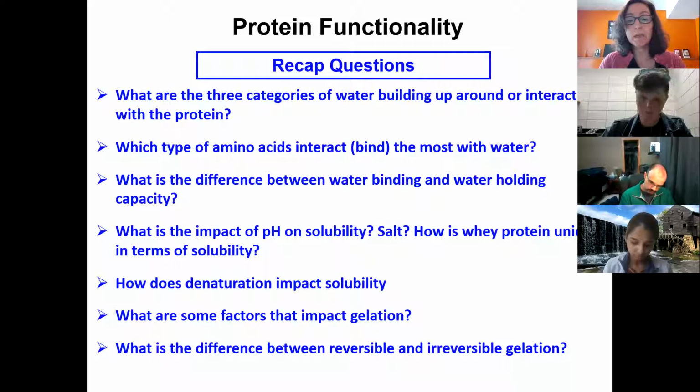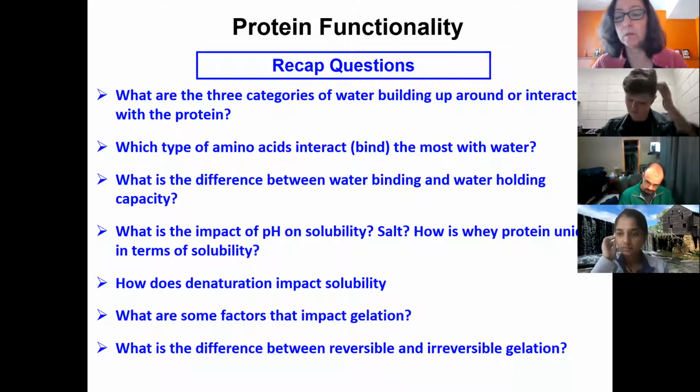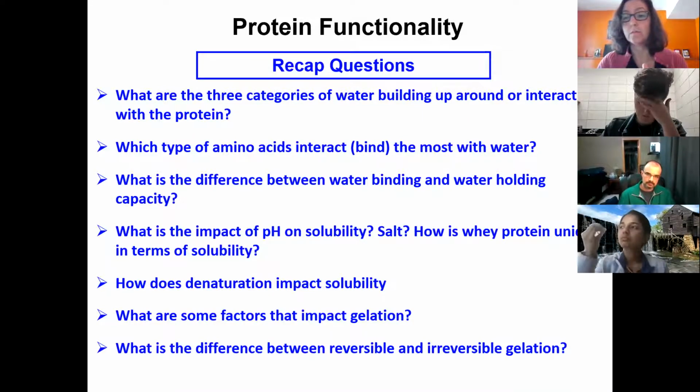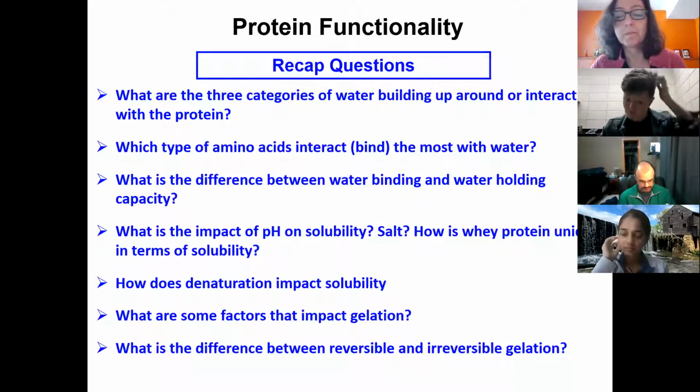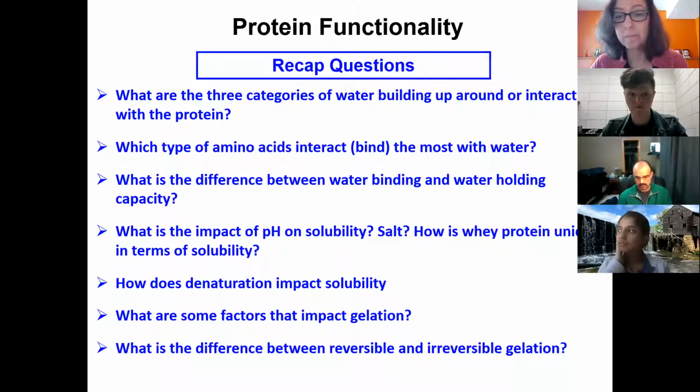Is this the same for all types of protein? So, for example, whey protein compared to soy protein. What's the difference if we think about structure? Somebody who hasn't answered before, give it a go. Remember, we were linking structure to function. So what was unique about whey protein that you can remember?